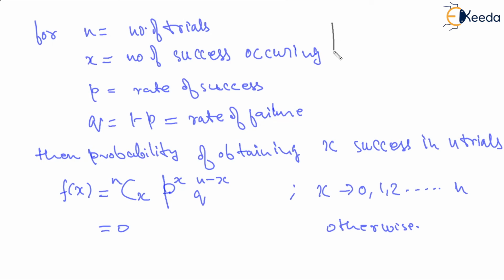Apart from that, the mean value will be equal to np and the variance will be npq. Thank you.